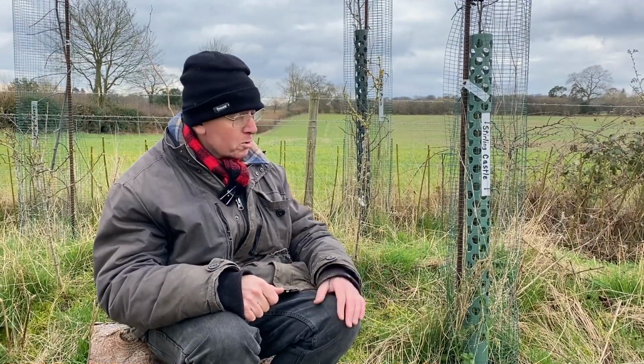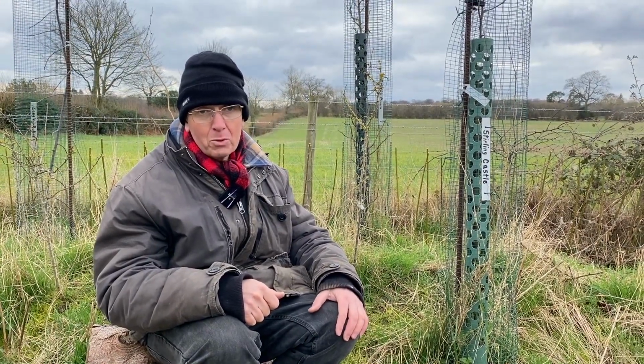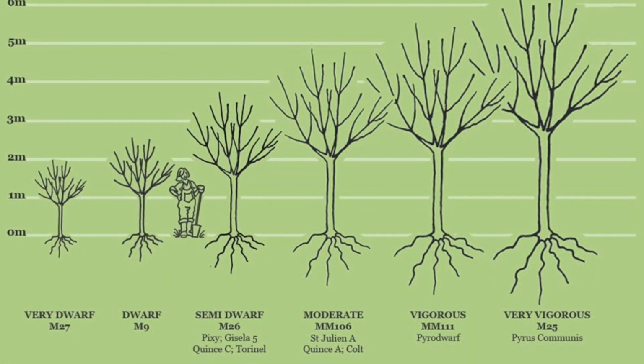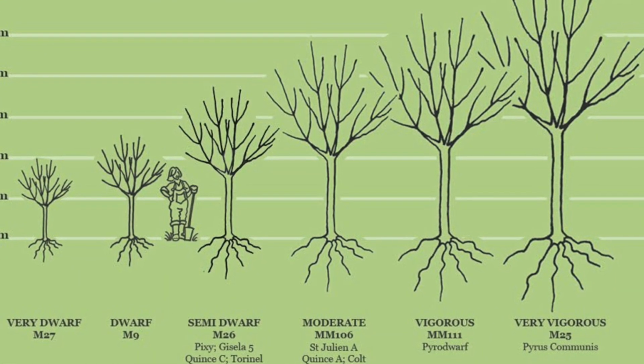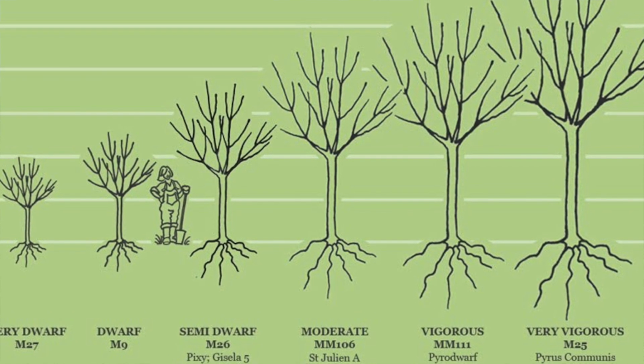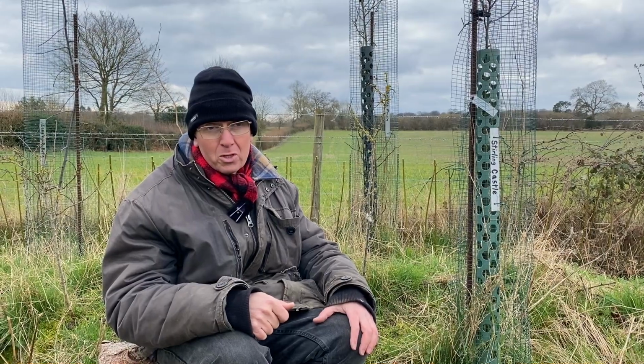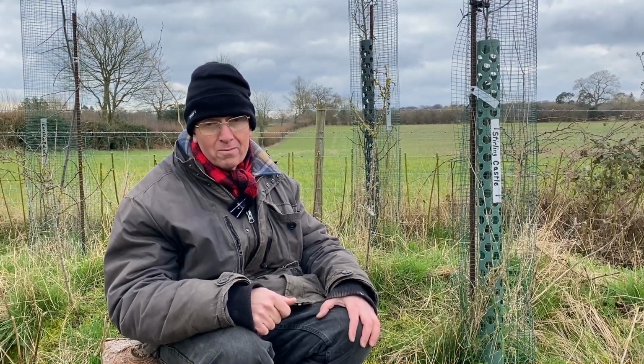But we also choose more vigorous rootstocks. We use the M25 and the MM111 rootstocks on the apples because they're so good against the cold and also against drought, which can be a big problem. And that's very important when you're choosing which trees to grow.